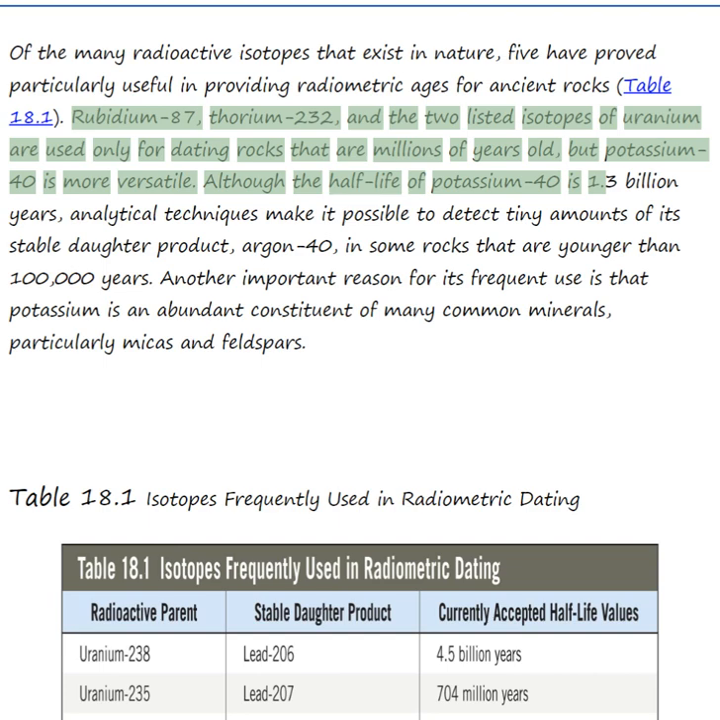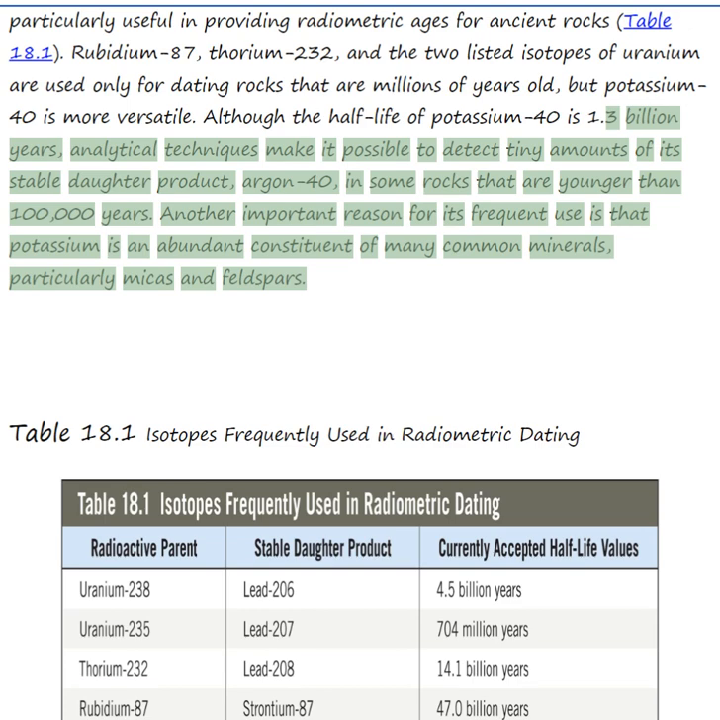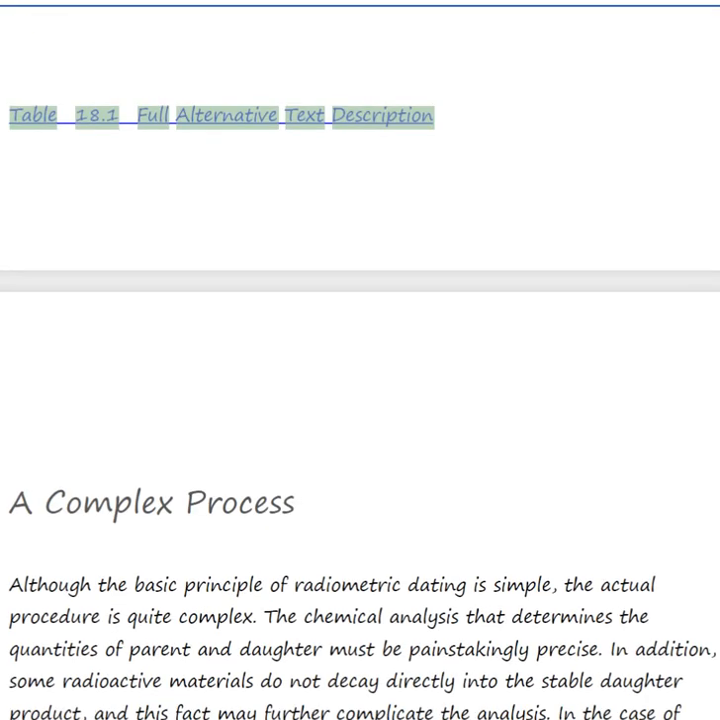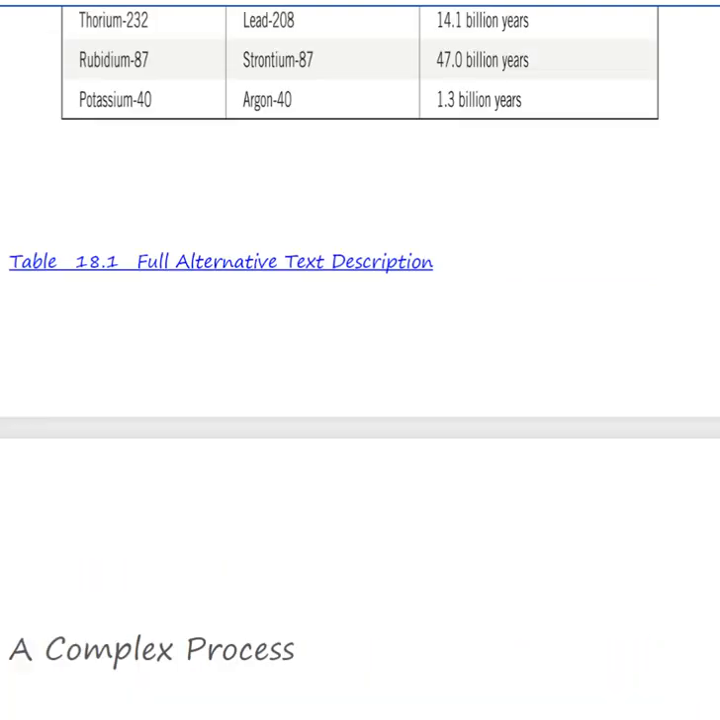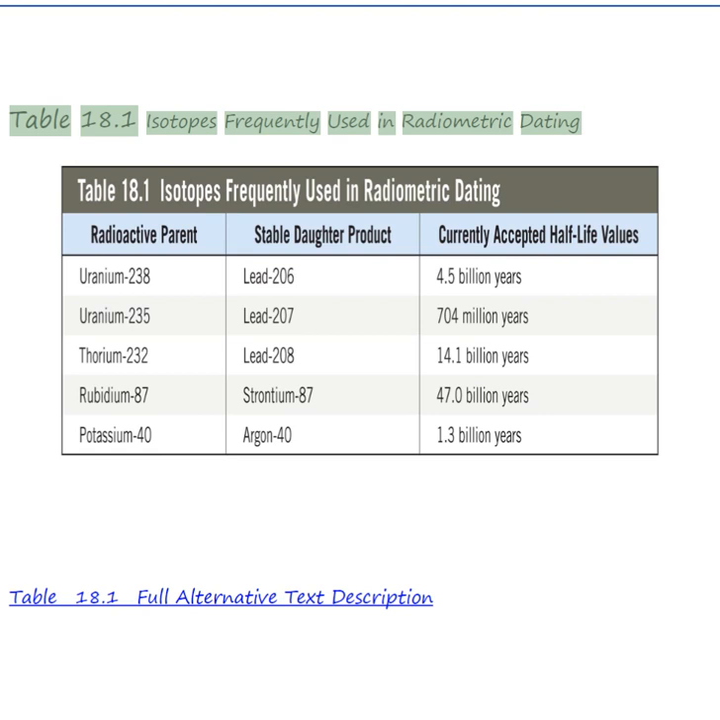Although the half-life of potassium-40 is 1.3 billion years, analytical techniques make it possible to detect tiny amounts of its stable daughter product, argon-40, in some rocks that are younger than 100,000 years. Another important reason for its frequent use is that potassium is an abundant constituent of many common minerals, particularly micas and feldspars. Table 18.1 Full alternative text description. Table 18.1 Isotopes frequently used in radiometric dating.